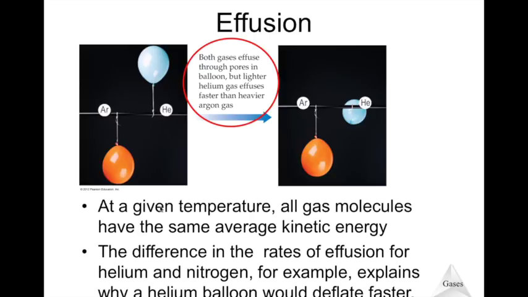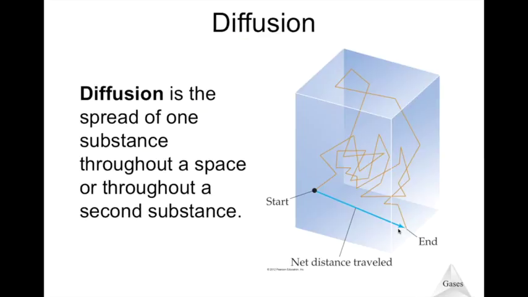But again, at the same temperature, they all have the same average kinetic energy. They're just going to effuse faster. They're going to fit through the holes better. Diffusion, very similar. It's just the spread of one substance throughout a space, throughout a second substance. And again, that's going to be related to the mass. So a smaller thing is going to diffuse faster than a larger one.